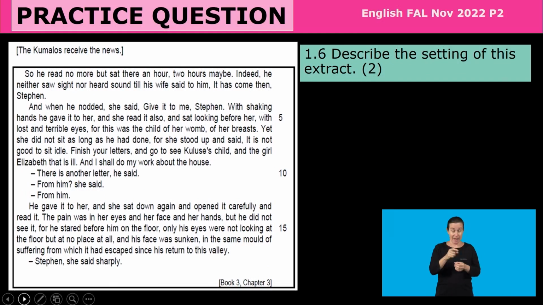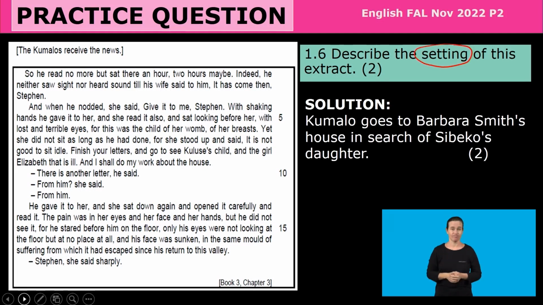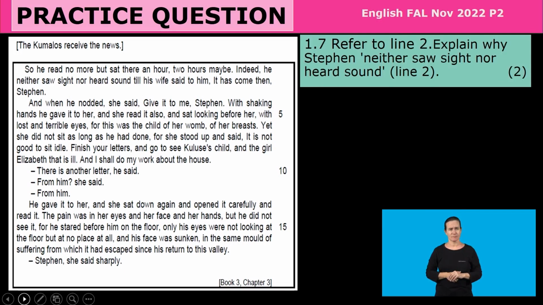Describe the setting of this extract. Now remember, setting, where it takes place. What context is this happening? All right, and they've given you 2 marks, so let's see what our solution displays. It says Khumalo goes to Barbara Smith's house in search of Sibeko's daughter. So he wants to find out, all right? Tell me what happened. Why is my brother missing, and where is he and why? And he wants to find answers, all right? Hopefully Barbara Smith will be able to assist him in finding answers as to why his family members can no longer be located. All right.